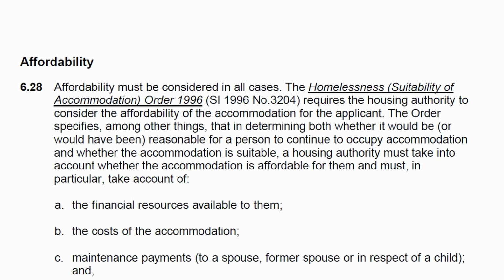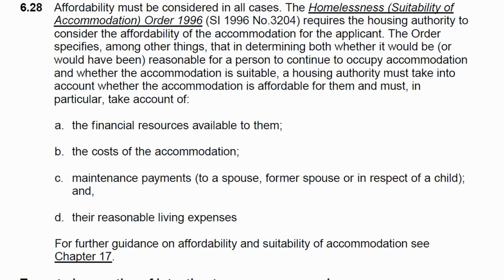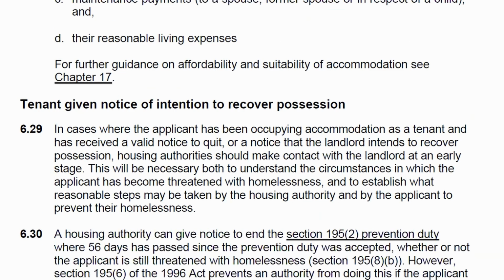whether the accommodation is affordable for them and must in particular take account of (a) the financial resources available to them, (b) the costs of the accommodation, (c) maintenance payments to a spouse, former spouse, or in respect of a child, and (d) their reasonable living expenses. For further guidance on affordability and suitability of accommodation, see Chapter 17.